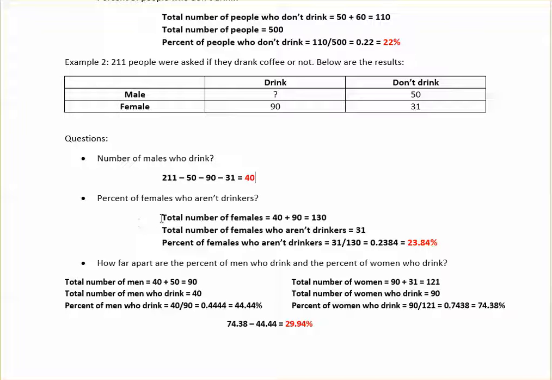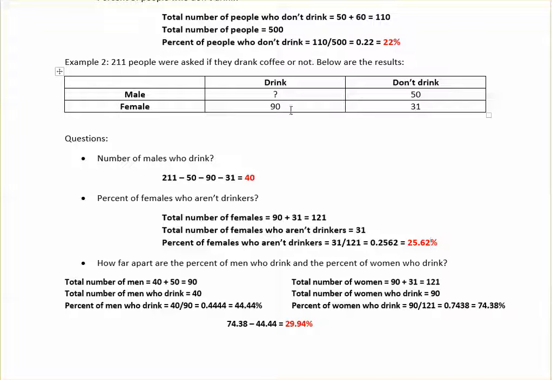Then percent of females who aren't drinkers. Well, first of all, we need the total number of females. So you come over here to females. So you take your 90 plus your 31. Did I do that right? 90 plus 40. Oh, gosh. Well, you know what? I'm glad I did that. Hold on just a second. Okay, I'm back. Sorry about that. See, this is why it's good to go through this, because you catch your own mistakes.